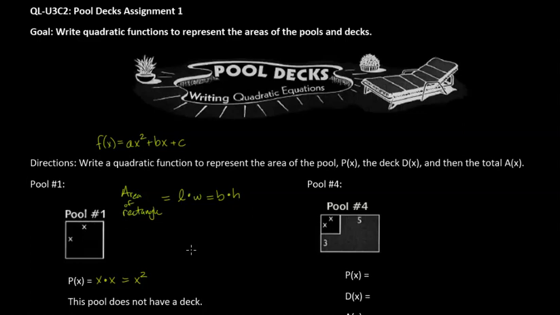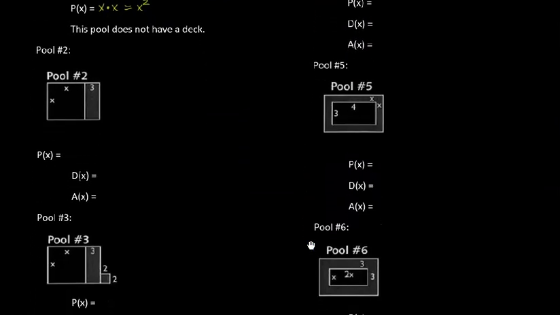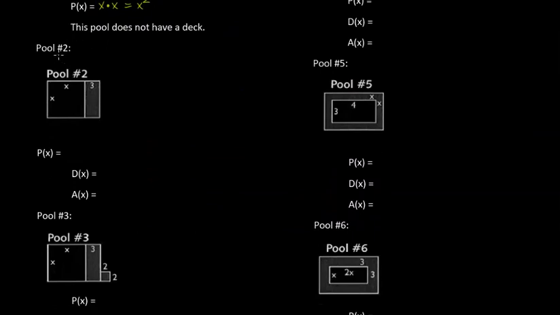We're going to move on now, though. We're going to be looking at some more complicated pool and deck designs. So we'll go to pool number 2 here, which you can see is the basic pool that we had in pool number 1, but then we've added this deck alongside it, and the deck goes all the way along one side of the pool, and it goes 3 units out from the pool. So this area right here is our deck area, and this would be our pool area.